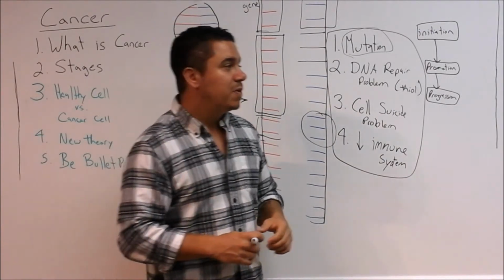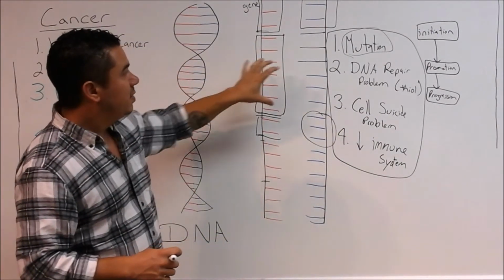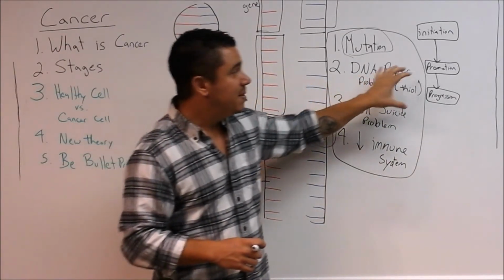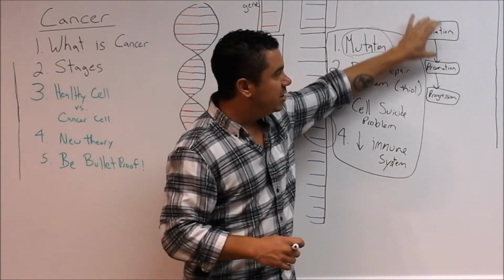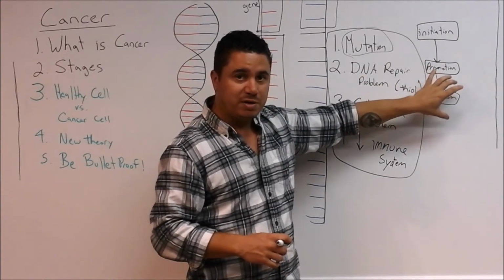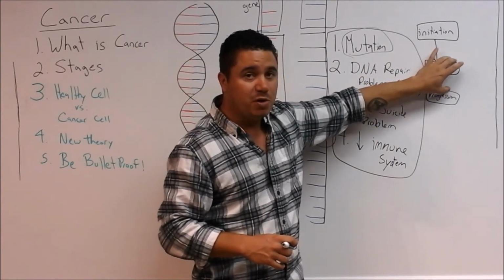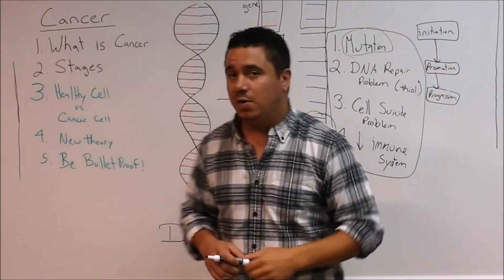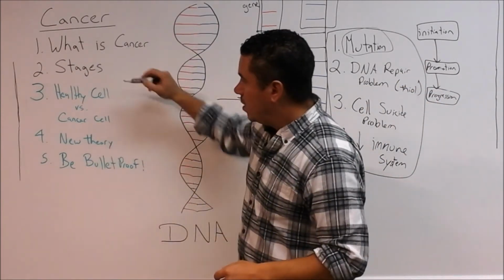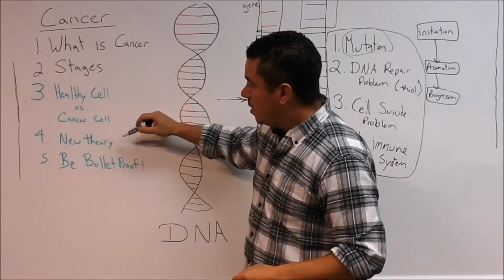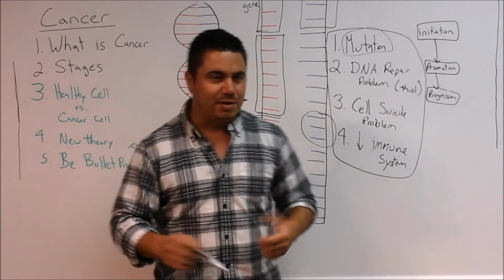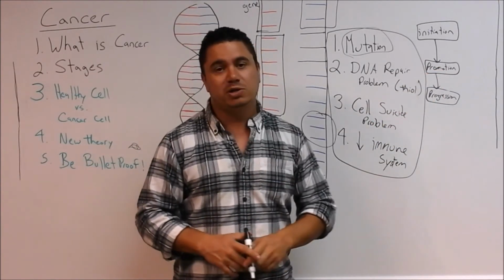Okay? So hopefully you understand what happens at a DNA level to create cancer at first, and then second, the initiation, promotion, progression stages. And I'm going to tell you right now, if you start focusing on this promotion, that's the key to this. So in the next video, what we're going to do is talk about healthy cell versus cancer cell, this new theory, but more importantly, being bulletproof. And just to give you a hint, it has a lot to do with understanding this promotion aspect of it.